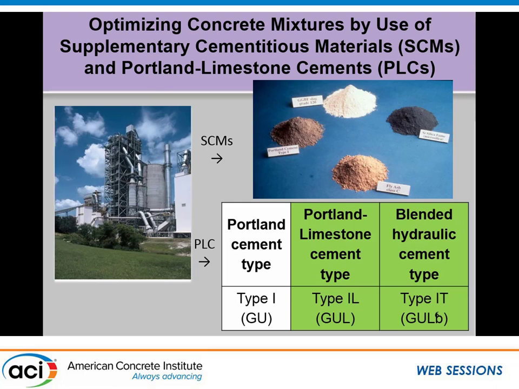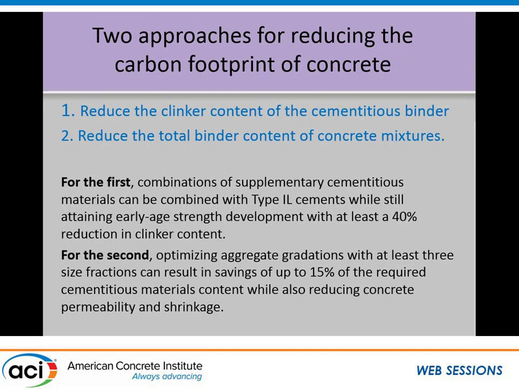And again, here's the option, just schematically, different SCMs you can use and the different cement types you can use, either blended cements or limestone cements, the Type 1Ls, and the 1T in C595, which is SCMs plus limestone together. So we want to reduce the clinker content of the binder itself, which is the SCMs and the limestone. We want to reduce the total binder content, which is by optimizing aggregate gradations and reducing the unit water content of the concrete to get a workable concrete.